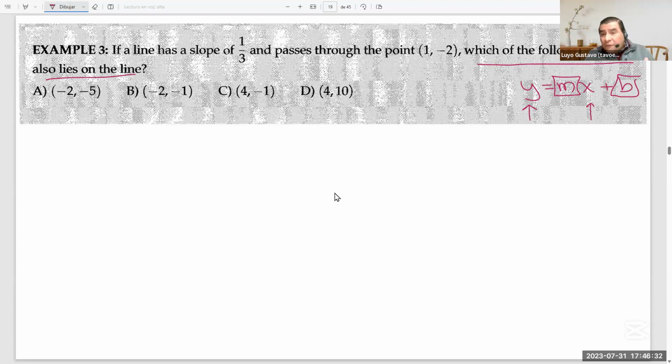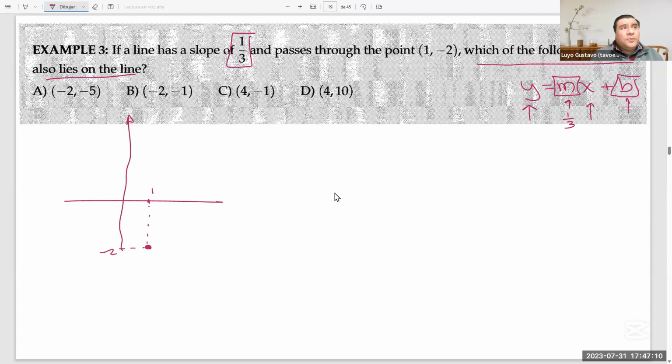So what do we need to do first? Determine the equation of the line. Now take a look. We already have 1/3 as the value of m. So what is left to do? Determine the value of the y-intercept. How do we do that? We know that there is this line that passes through the point (1, -2). Let's say this is 1 here, -2 is here.